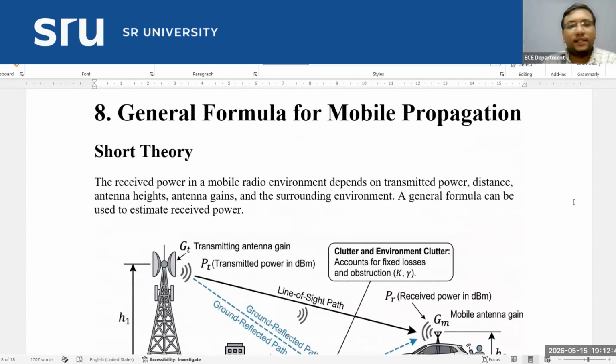Now let us come to the general formula for mobile propagation. This is a general formula combining all the effects that we have discussed. The received power in a mobile radio environment depends on many factors like transmitted power, distance, antenna heights, antenna gains, and the surrounding environment. So it would be wise to use a general formula that will include all the effects.